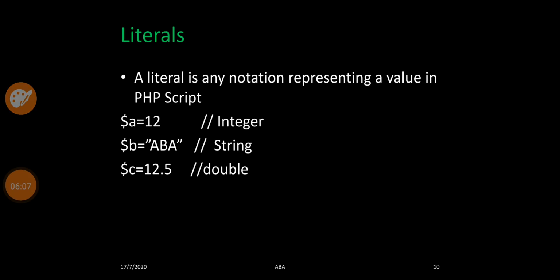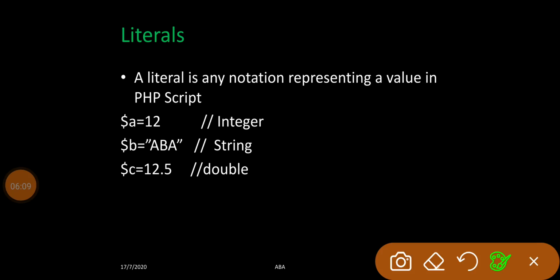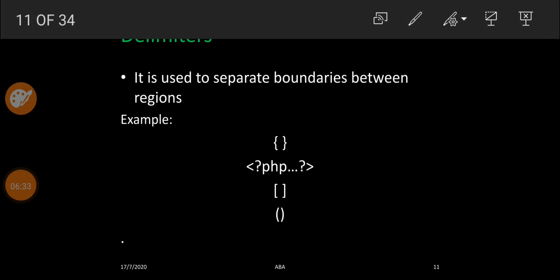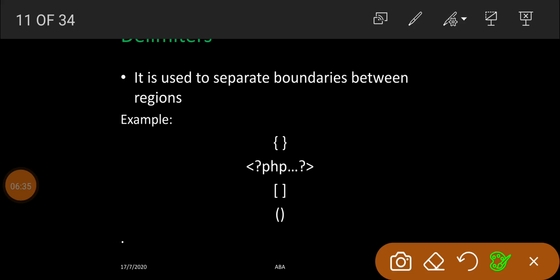Literals. There are three types of literals: integer, string, and double. These are the three types of literals in PHP. Delimiters. What are delimiters? They are separators. What are separators? Open braces and close braces. These are the separators.